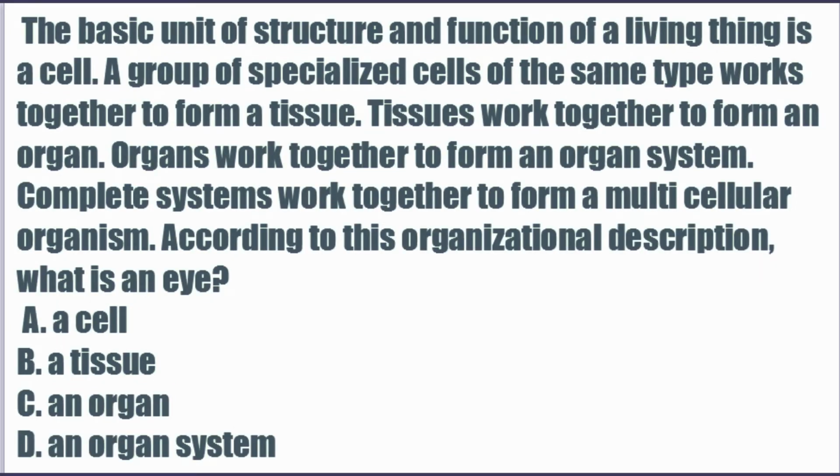The basic unit of structure and function of a living thing is a cell. A group of specialized cells of the same type works together to form a tissue. Tissues work together to form an organ. Organs work together to form an organ system. Complete systems work together to form a multicellular organism. According to this organizational description, what is an eye? Is it A. a cell, B. a tissue, C. an organ, or D. an organ system?